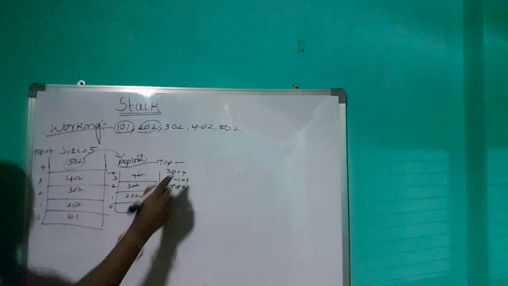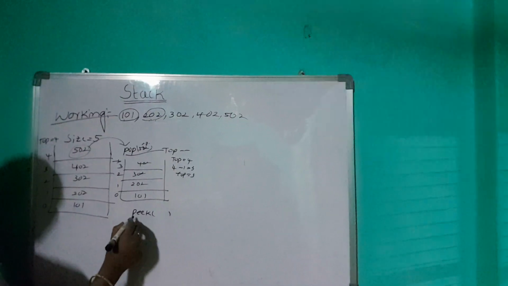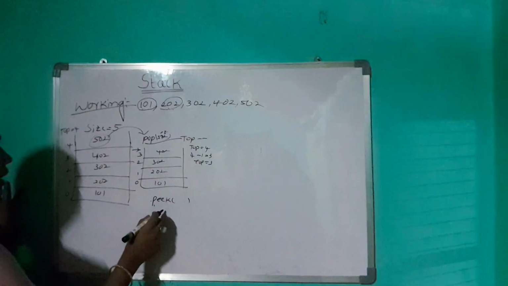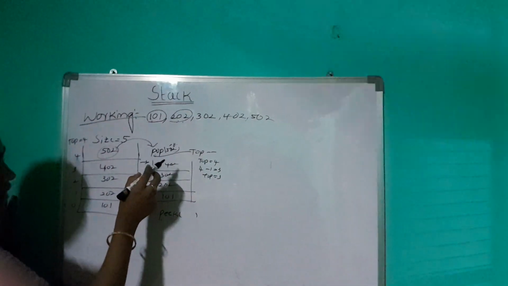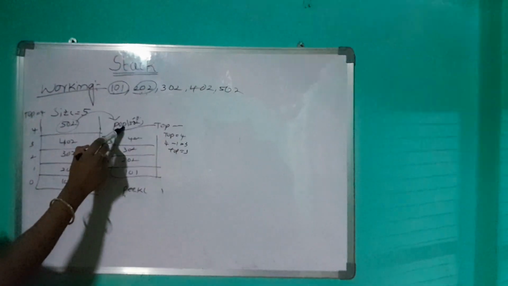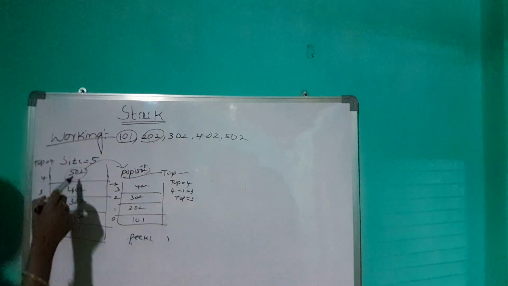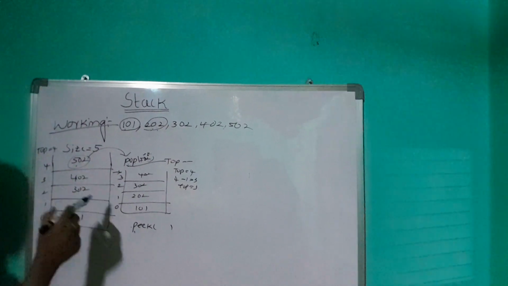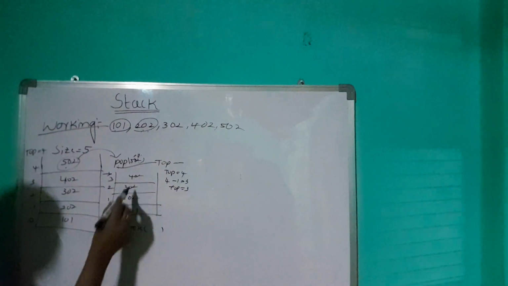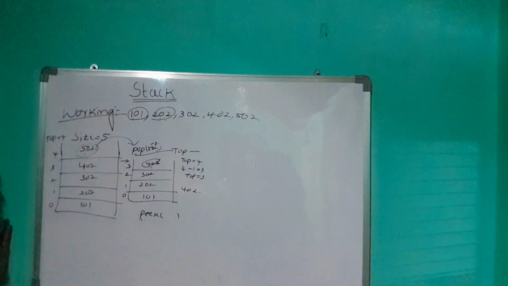Now peek. Peek gets the top element from the stack without deleting it. Pop removes the element from the stack and gets the element. For example, if we perform pop of 502 from the stack, it gets 502 as output and it deletes 502 from the stack. When we perform peek, it gets only 402 from the stack. It does not delete 402 from the stack. That is the peek operation.